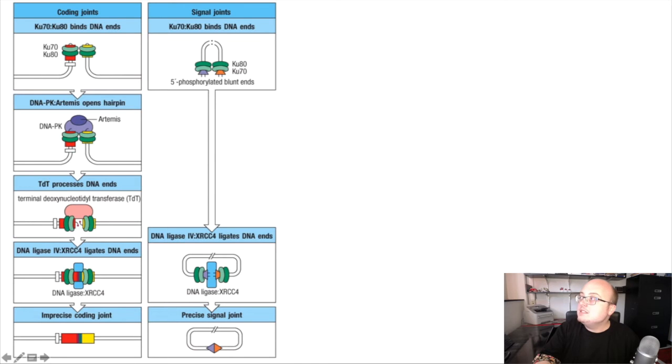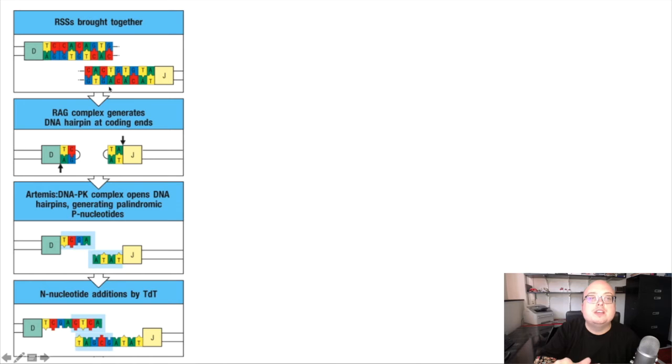Okay, so let's look a little bit more into these processes. I've said a lot of things that happen here. In particular, what are these extra nucleotides that are being added, and why does that matter? So if we go back to our broken coding joint, to recombine in this case, we've changed it to a D and a J segment, but again, this is the same basic process that happens for all the different combinations.